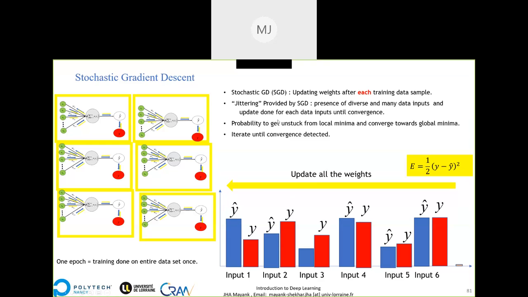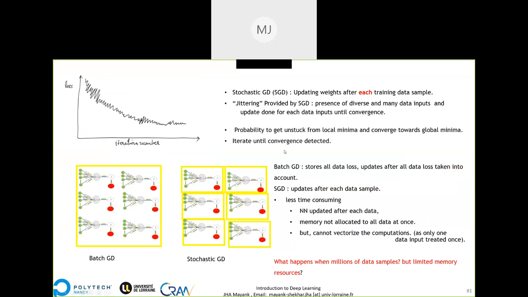We iterate the whole thing until convergence is detected, until we see no more change in the weights. And this is what is known as stochastic gradient descent. The loss in stochastic gradient descent will look something like this. It goes down globally, but locally it comes up and then goes down. So it's a kind of oscillating function, but globally it goes down, ideally.